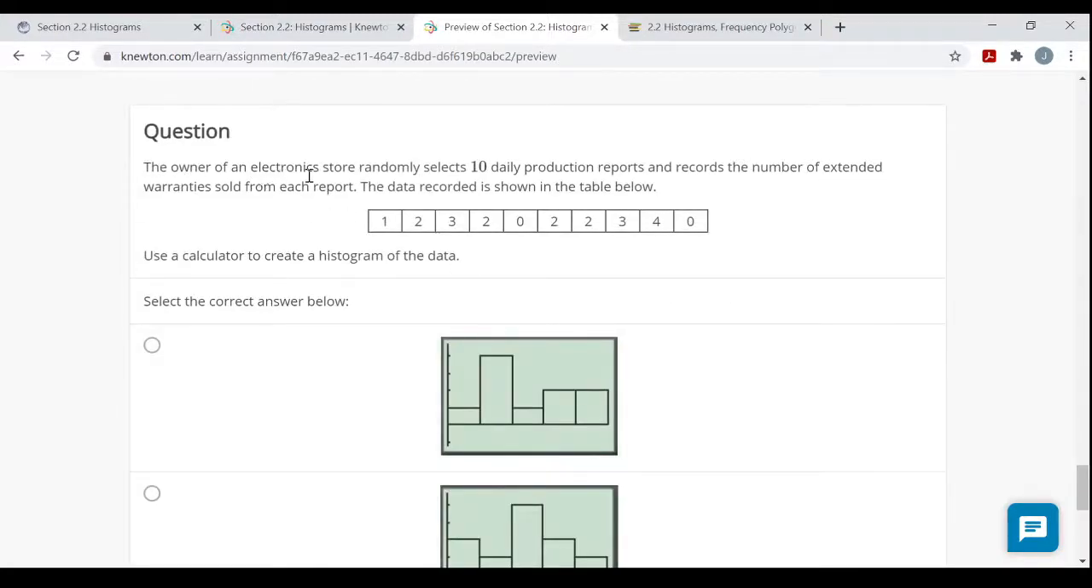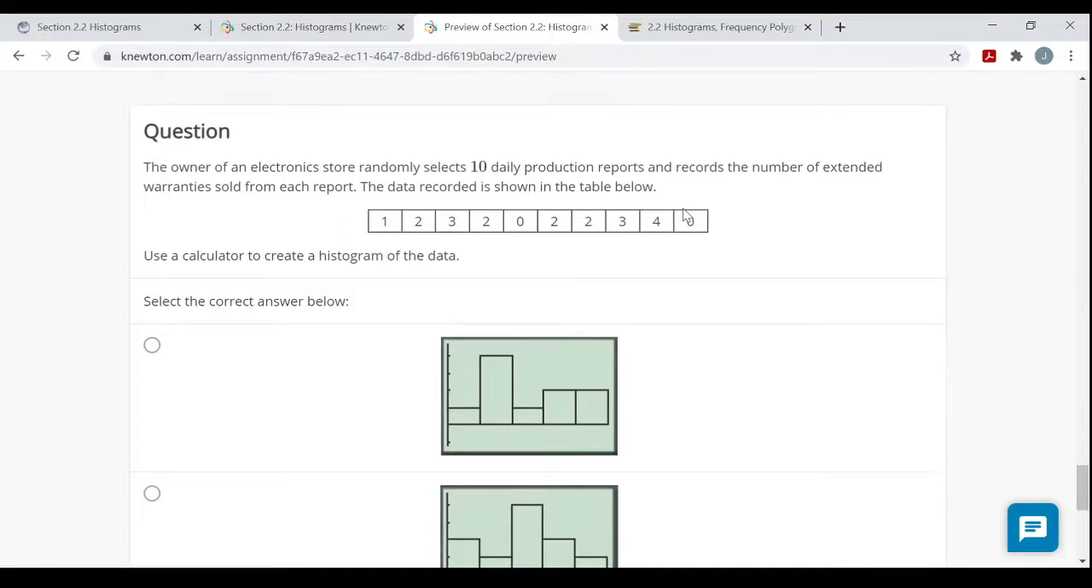The owner of an electronics store randomly selects 10 daily production reports and records the number of extended warranties sold from each report. The data recorded are shown below. Use a calculator to create a histogram of the data. All right, so notice there aren't any fixed number of classes that they want us to have. So in this case, you'll just use zoom stat.